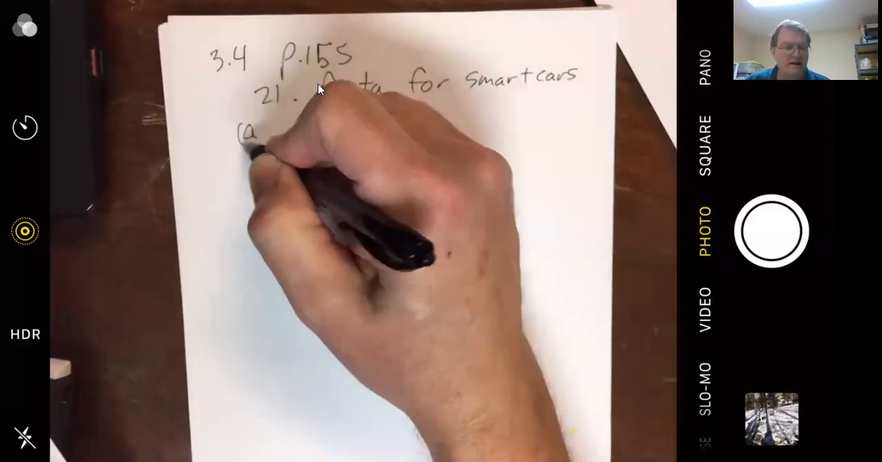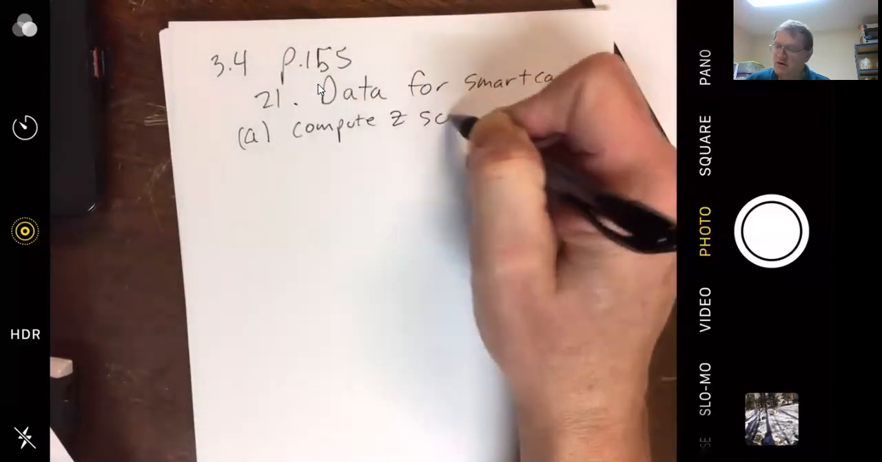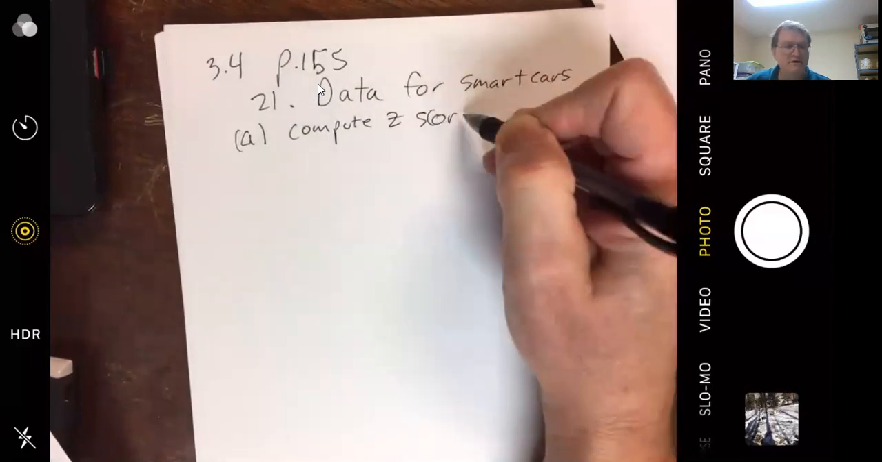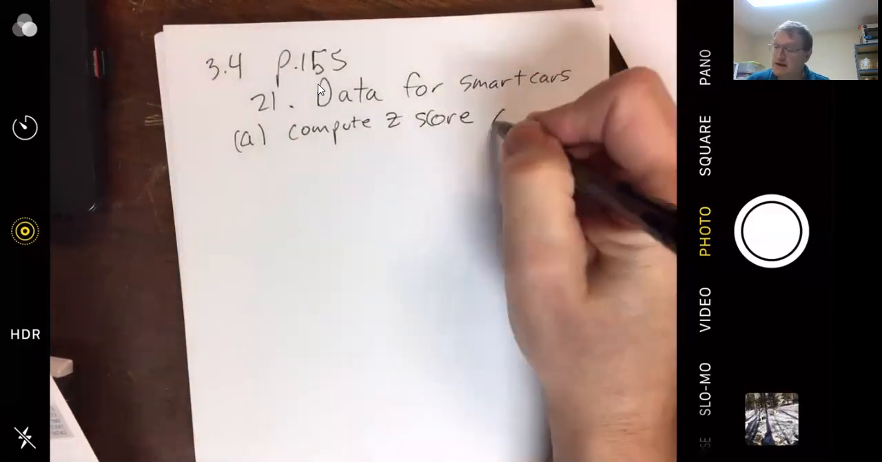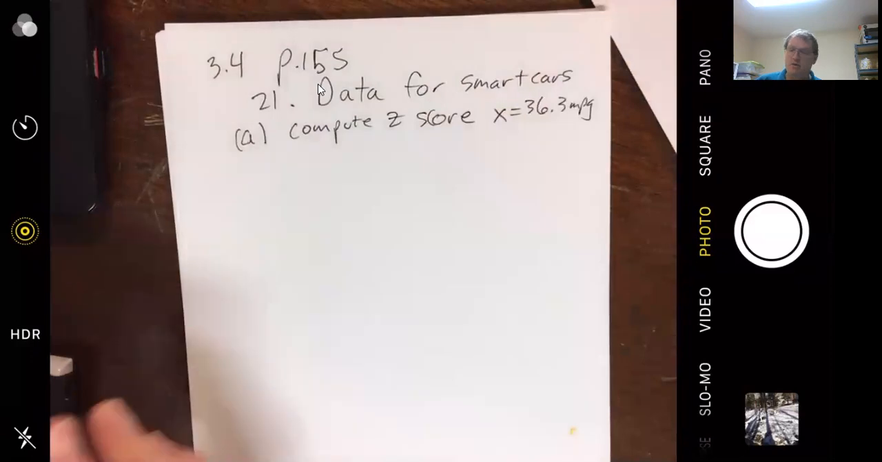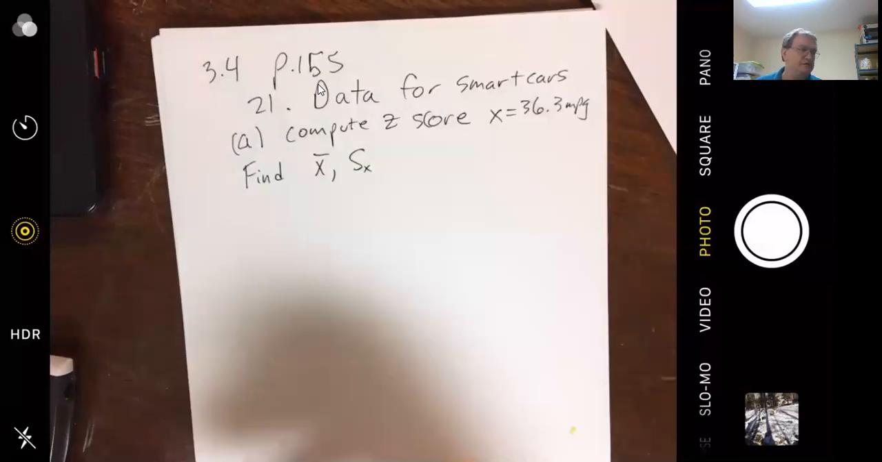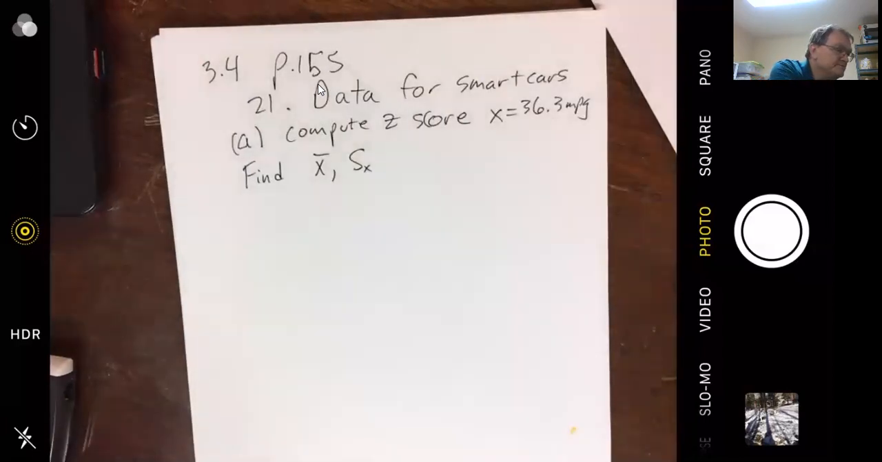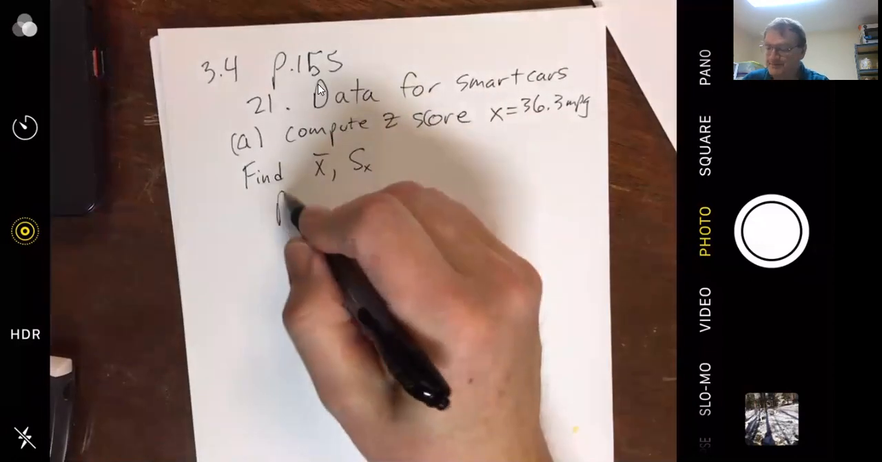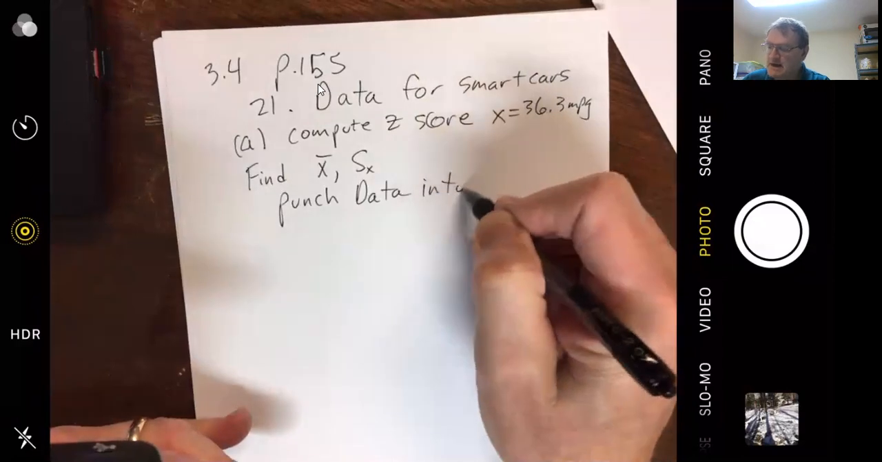In part A, compute the z-score for an individual with 36.3. We'll just say X equals 36.3 mpg. Well, we've got to find our mean and standard deviation. I'll use the X because the calculator does. So we're going to punch the data into the TI-84.